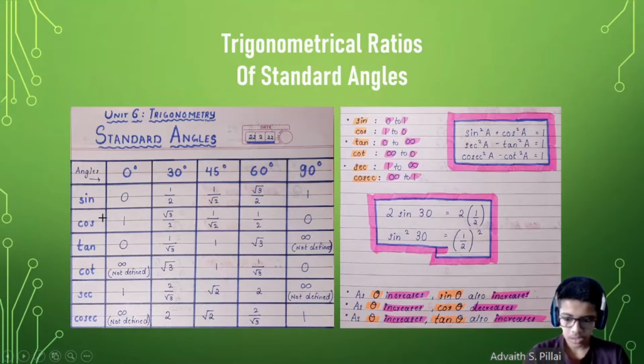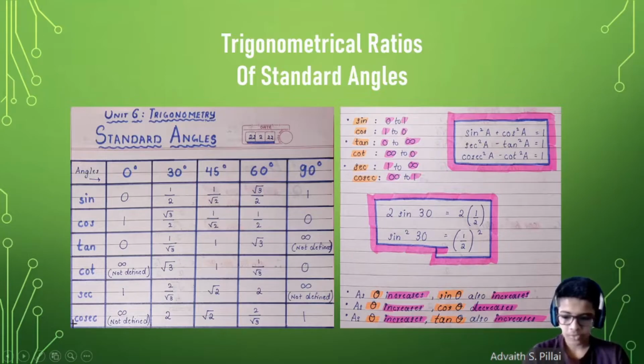which is 1. Cos 30 is root 3 by 2, so sec will be the reciprocal, which is 2 by root 3. Cos 45 is 1 by root 2, then sec 45 will be root 2 by 1, which is root 2. Cos 60 is 1 by 2, sec will be 2 by 1, which is 2 again. Cos 90 is 0, so sec 90 will become 1 by 0, and any fraction that has a denominator of 0 is not defined or infinite.